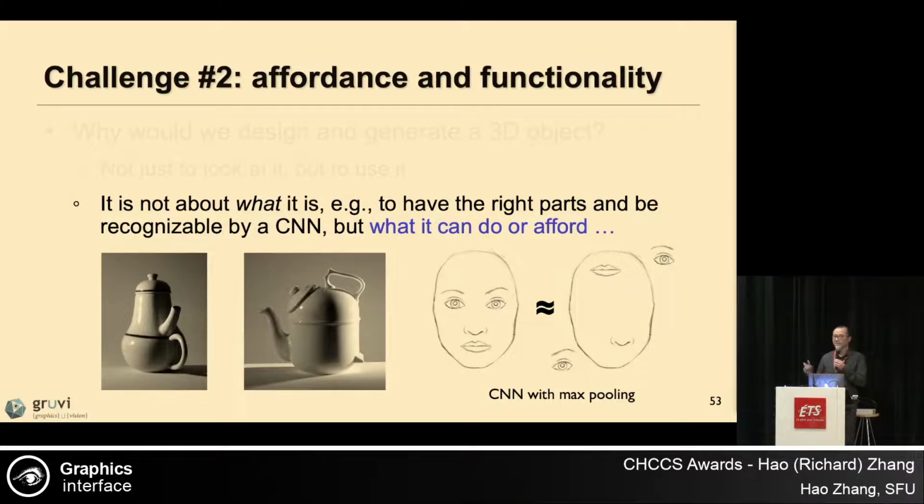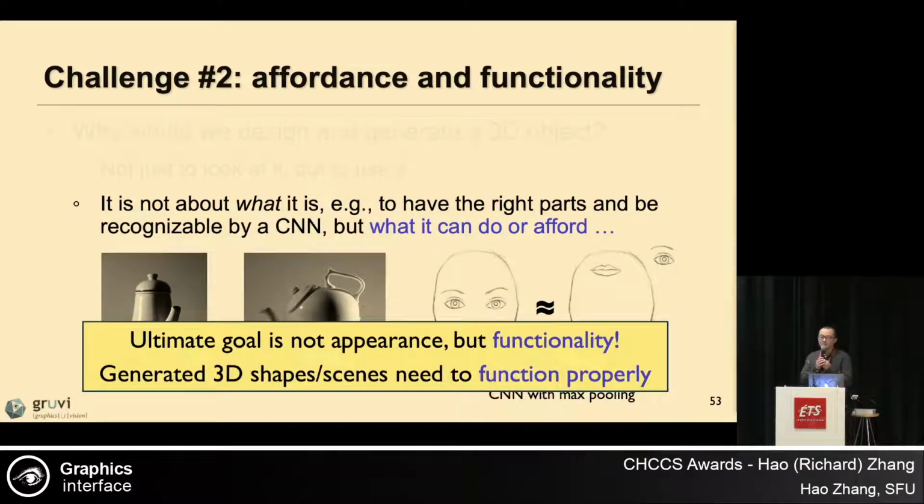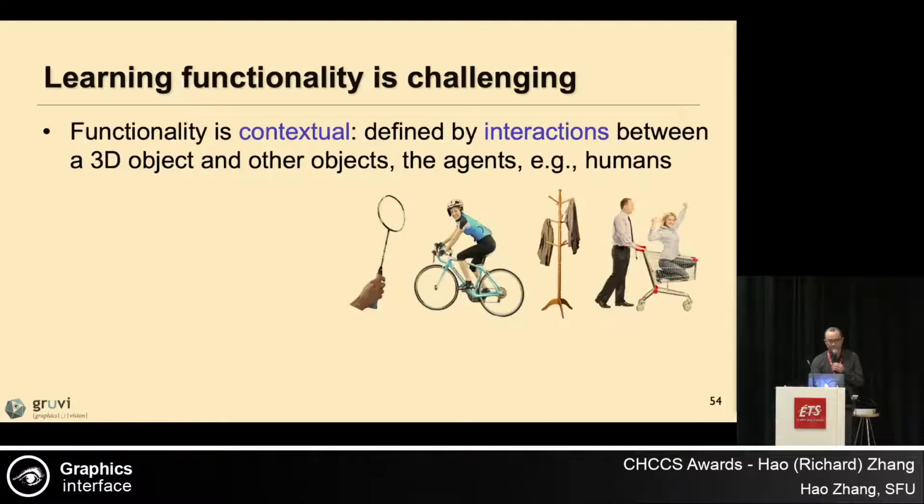For example, a CNN may say these are teapots, and on the right, these are faces, if you do a max pooling at the end. But they're not faces. They're not teapots because they do not function. So to me, the ultimate goal of understanding and also of generation, at least in 3D, is not appearance, it's actually functionality. They actually need to serve the intended purpose.